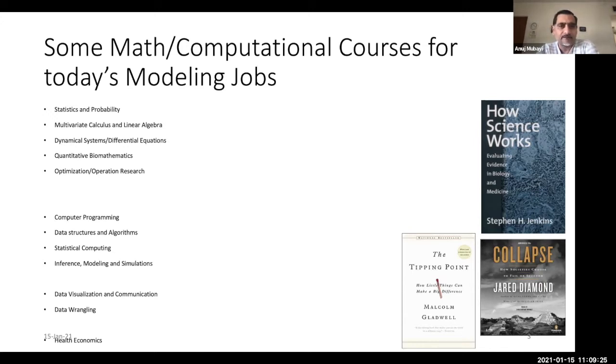Some of the core subjects needed for today's modeling jobs, from a mathematics perspective, are statistics, multivariate calculus, and linear algebra. You all know about these, but I just want to re-stress them. No matter which field you go into as a modeler, you need this type of background. Quantitative biomathematics and optimization are also other fields.